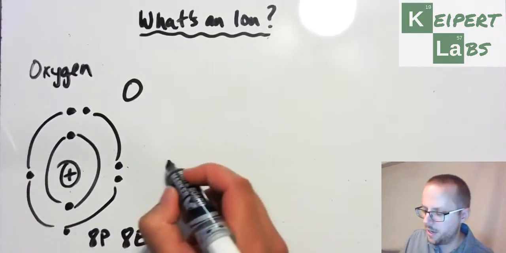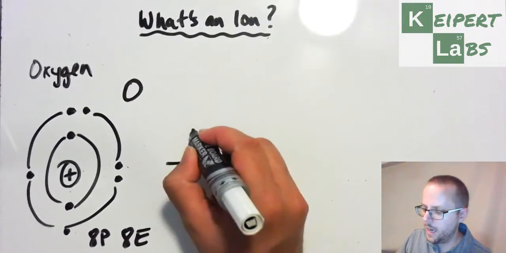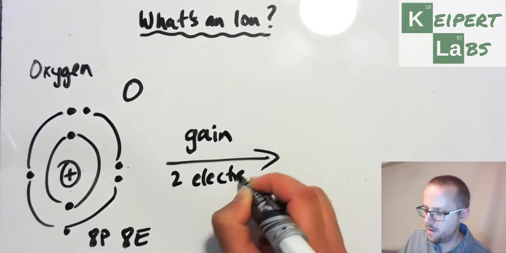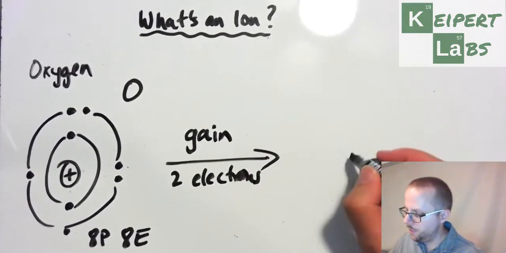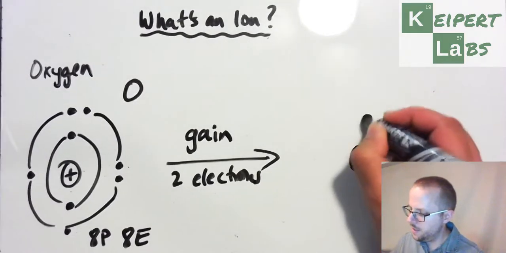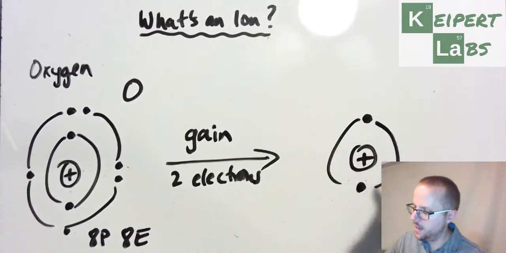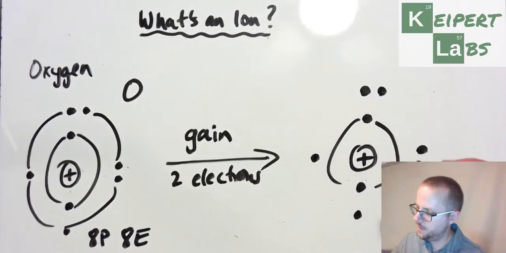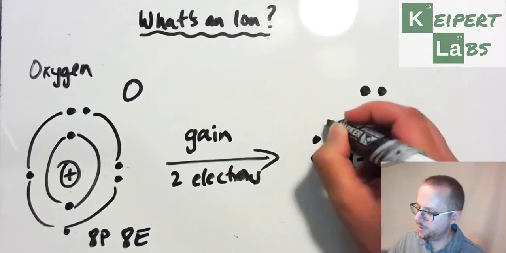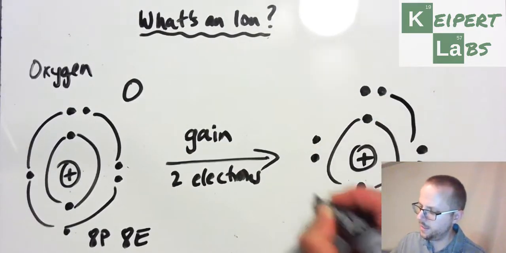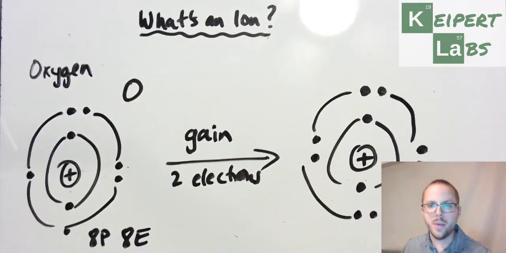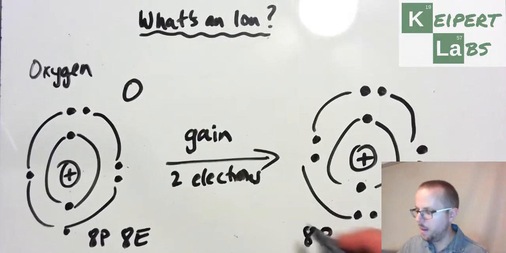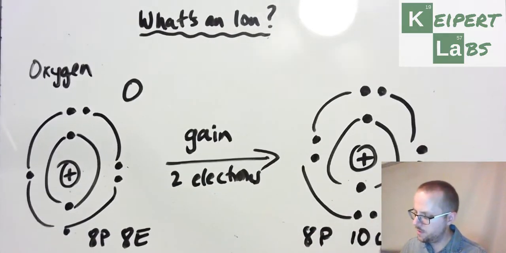And so what that oxygen atom will often do is gain 2 electrons to fill those spaces, to get up to that level. So we've got our same positively charged nucleus, we've got 2 electrons here, and now we've got 1, 2, 3, 4, 5, 6, 7, 8 electrons orbiting around the outside in that second shell. Now we haven't touched the nucleus, just like before, so we still have 8 protons, but now we count them up, we've got 10 electrons.